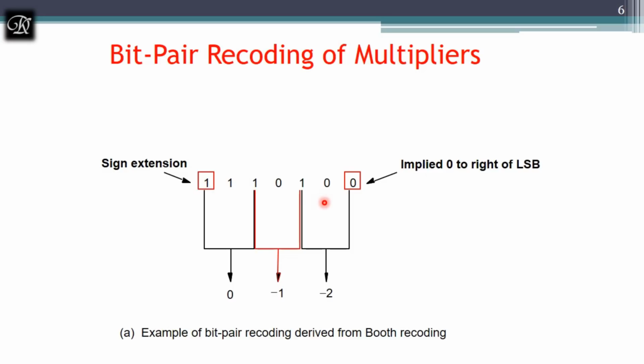Now I am going to group them into 3. Considering the implied 0, the current bit 0 and the next bit 1, I am going to group them as 1, 0, 0. From the truth table we had, it is minus 2. Next, previous bit, current bit and next bit 1, 0, 1, it is having minus 1. And when all the bits are the same, then it is 0. This is how we are going to recode the given multiplier.